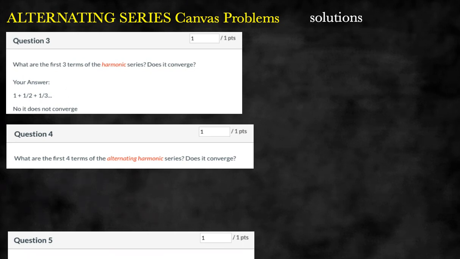Which brings us to question 4, which asks for the first 4 terms of the alternating harmonic. Alternating harmonic is simply the harmonic with alternating signs. So it's 1 minus 1/2 plus 1/3 and minus 1/4 for the first 4 terms. And that would continue for an infinite alternating harmonic, and it converges.